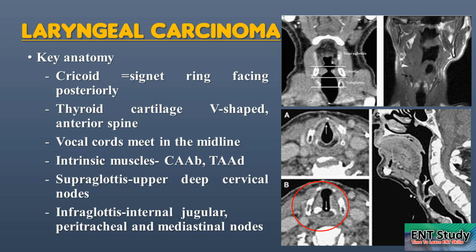Okay, look at there. Please remember, if the lesion is supraglottic, then you are going to see the lymph nodes in the superior half of the neck, because it drains to the upper deep cervical nodes. Glottic, vocal cord tumors: first of all, they usually manifest early. Why? Because there is a change in the voice. Because of the change in voice, they manifest so early.